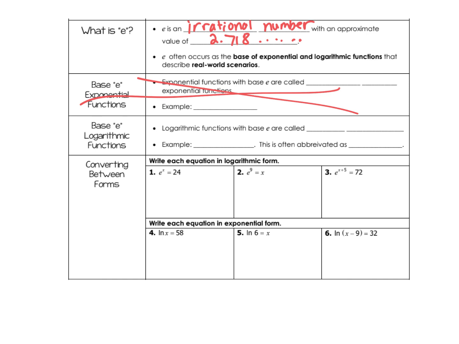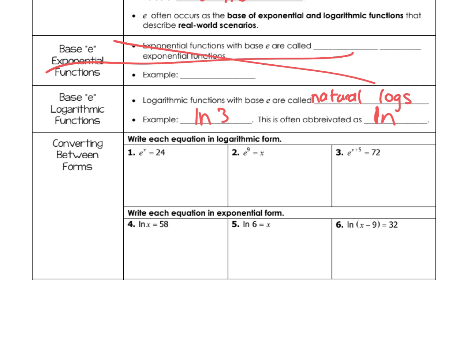But logarithmic functions with base e are called natural logs. For instance, natural log of 3 is an example, and again, we abbreviate with ln. We're going to go back and forth between each form. I'm going to do 1 and 4 with you right now, and then you are going to do the rest. So with number 1, again, log base e, but we'll just write ln because we know it's the same thing.